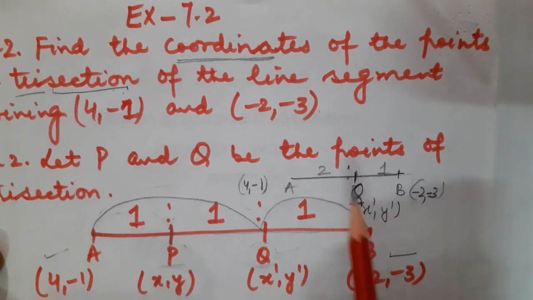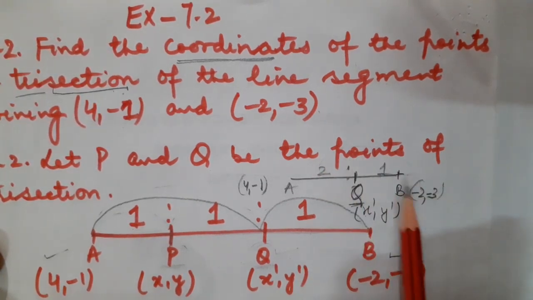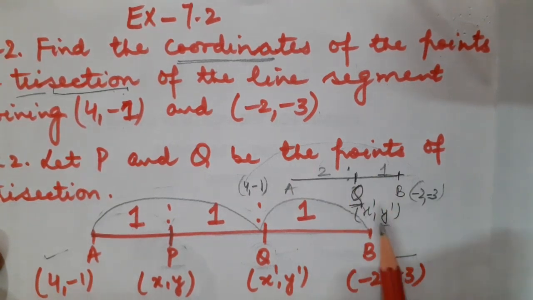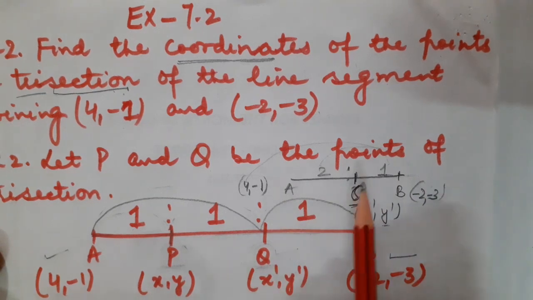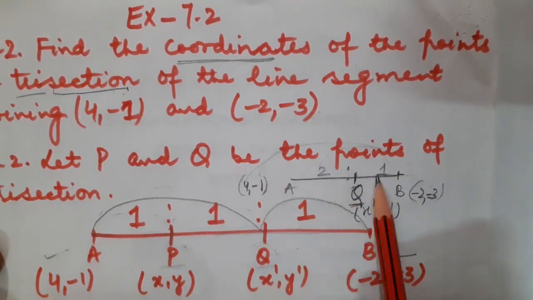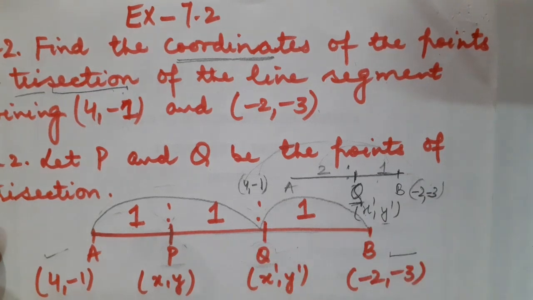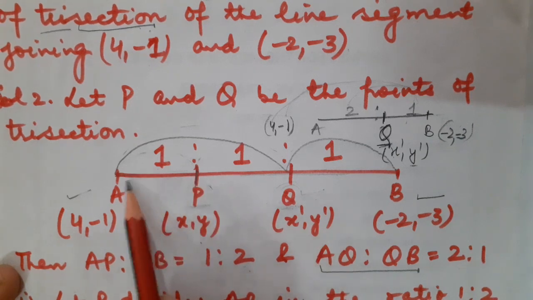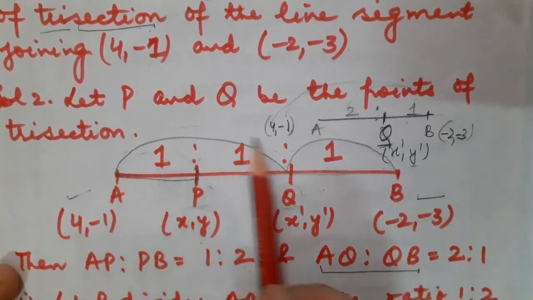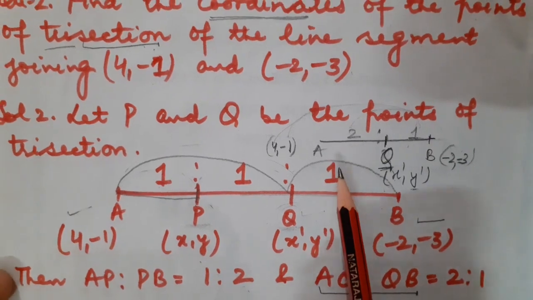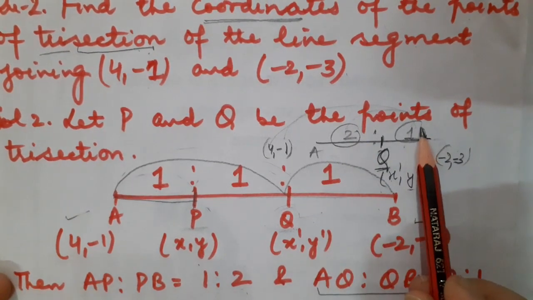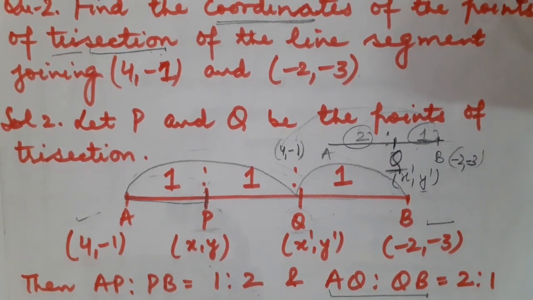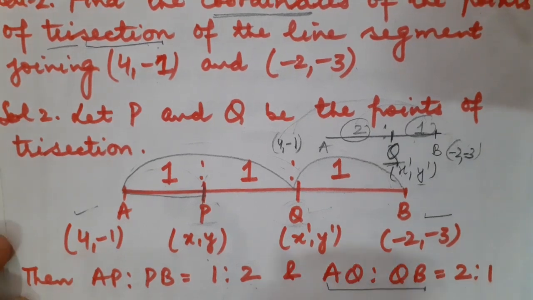So x dash is equal to (2 into -2 plus 1 into 4) upon 3. Fine. And y dash is equal to (2 into -3 plus 1 into -1) upon 3. This can be done with the same strategy which I adopted for point P. But for point P, the ratio given was 1:2, while for Q I have 2:1. Fine. Which means m1 will be 2 in this case and m2 will be 1 for calculating the coordinates of point Q. But suppose I do not want to go with it, then one more strategy can be applied over here. Just have a look.